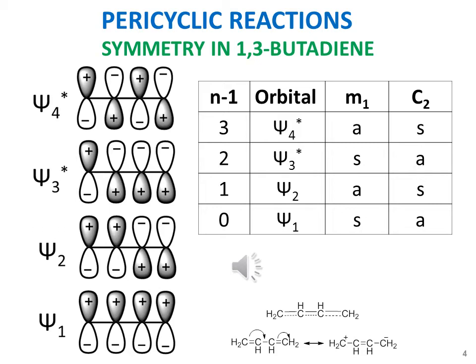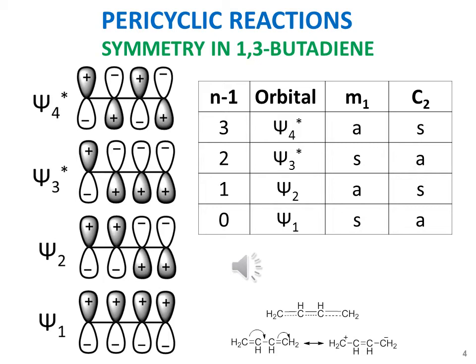So this was the symmetry in the case of neutral 1,3 butadiene. From this concept, we may derive another very important concept, the HOMO-LUMO concept. First of all, which of these molecular orbitals has the lowest energy? Obviously, the one which does not have any node, and in this example that is psi 1. Now, my second question is, which molecular orbital has the highest energy? You will say psi 4 star, because it has 3 nodes. If we compare 0, 1, 2 and 3 nodes, the molecular orbital with 3 nodes has the highest energy.